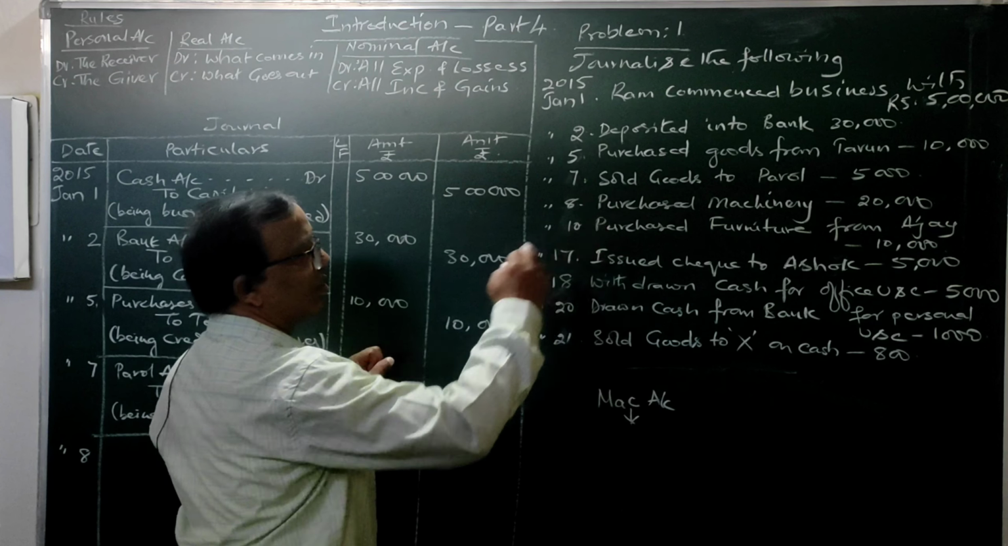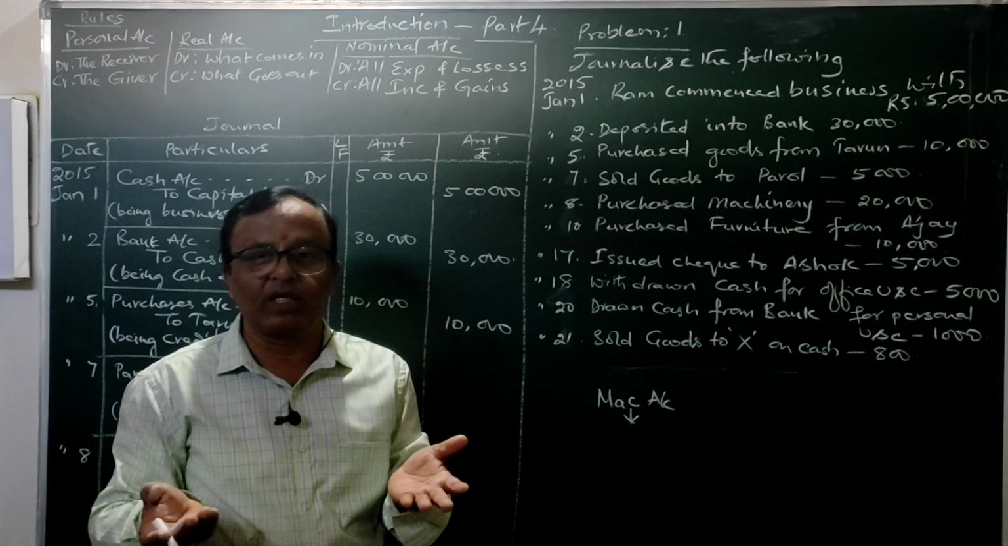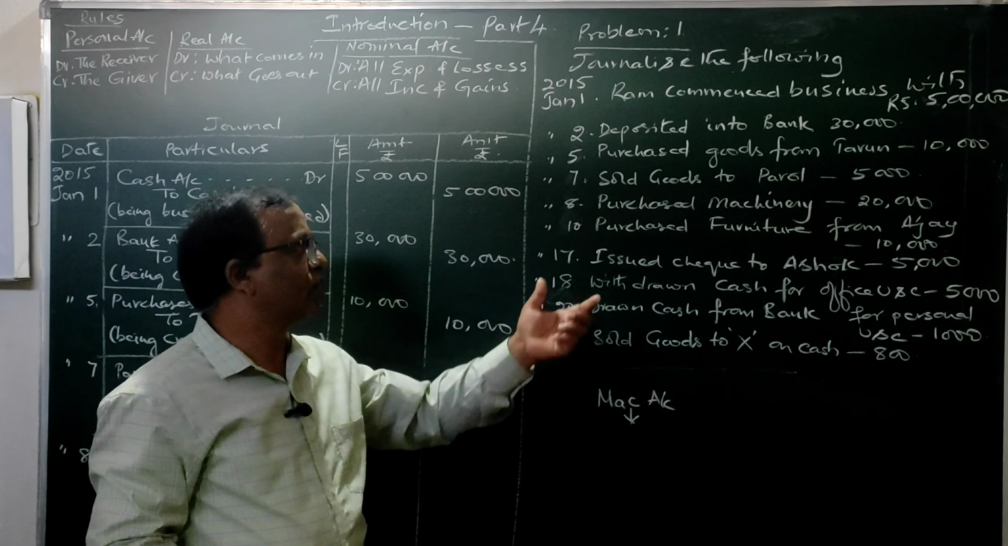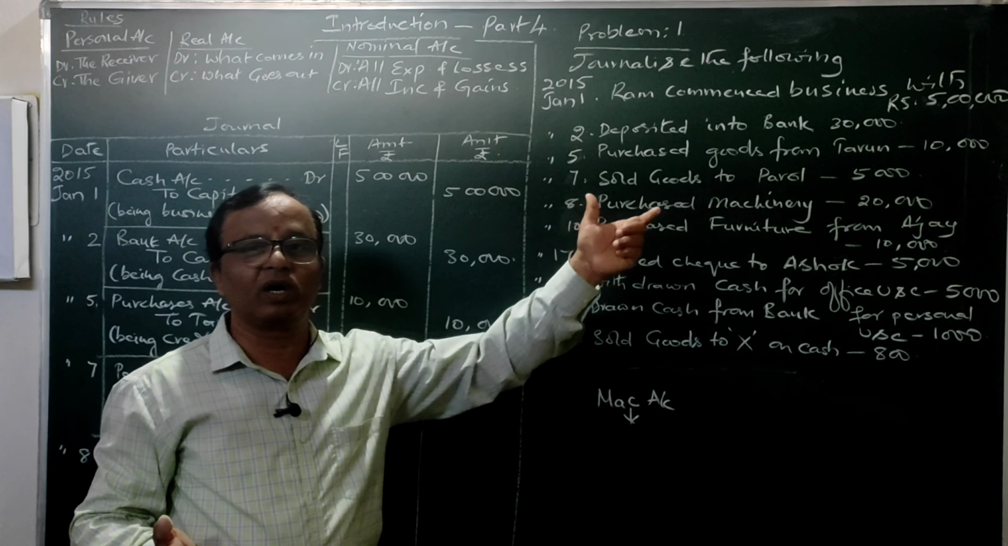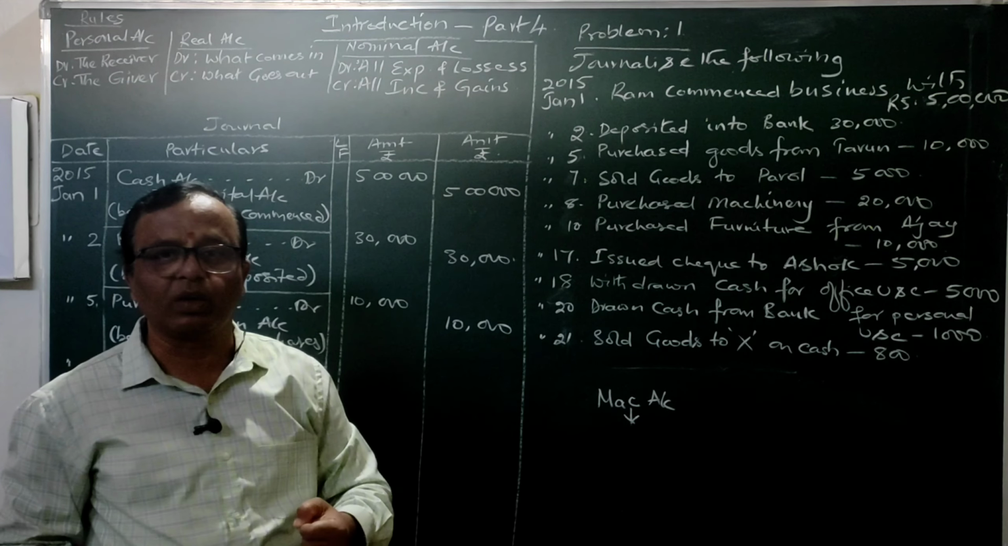Another one: he said purchased machinery. It means you have purchased machinery, but how? By paying cash immediately, or on credit? You should put this question to your mind here. He said purchased machinery and has not named the party, which means you have purchased it by paying money immediately. Okay, how have you paid?